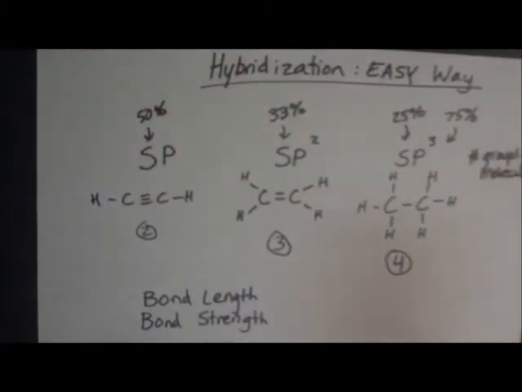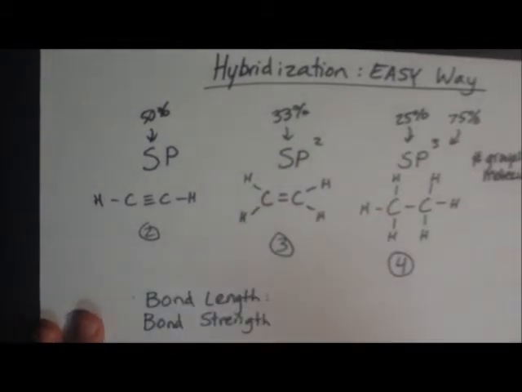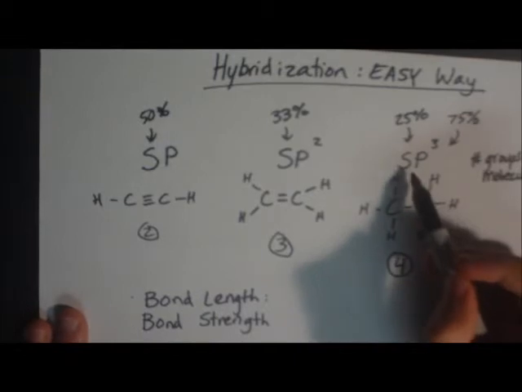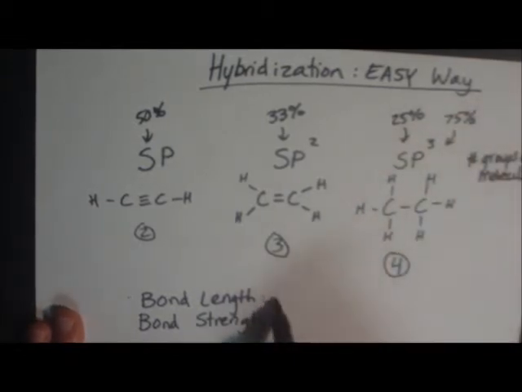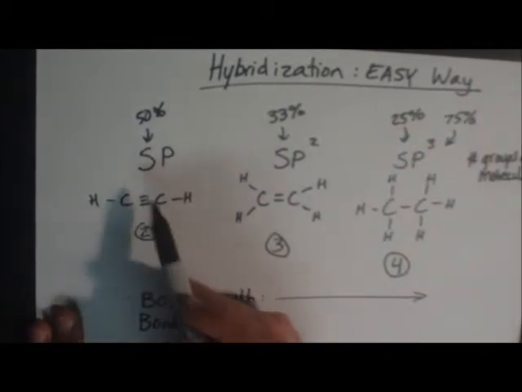to the nucleus, which means it's going to have a shorter bond length. How does that affect bond length? When you have less s character, the electrons are going to be further from the nucleus, meaning that bond length is going to increase as you get less s character. When you have a lot of s, the electrons are going to be close to the nucleus, so this hydrogen and this carbon are going to be closer to each other. The bond length won't be as long.